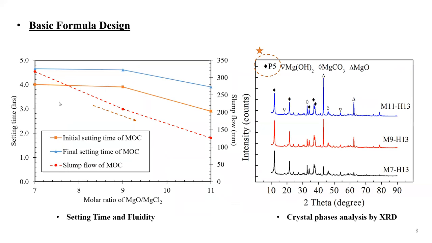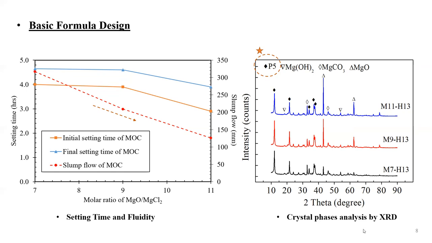And also we conducted more tests. This is the setting time and flowability, the fluidity test. The orange line shows the initial setting time of MOC. The blue line shows the final setting time of MOC. And the dotted red line shows the slump flow of the MOC. As we can see, with the increase of molar ratio M from 7, 9 to 11, there's a decrease of the setting time, and the slump flow also decreases. And from here, we can see when M equals 9, we get a very good value.